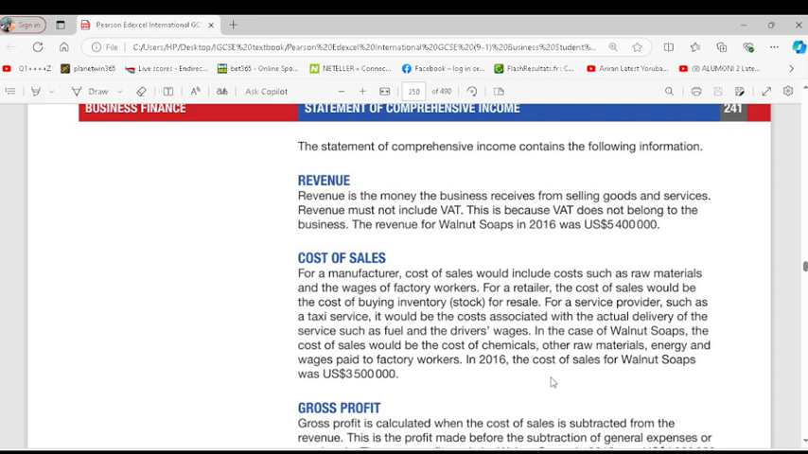As soon as you buy a product, you pay tax. The tax you pay is remitted into government accounts. That is why it is not part of your revenue. Clear? I get it.